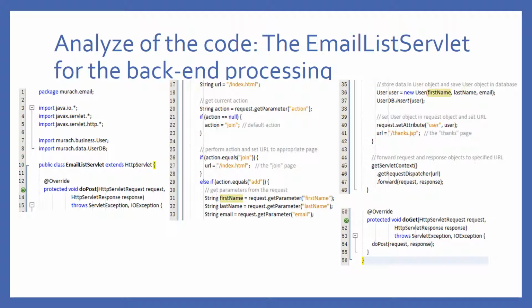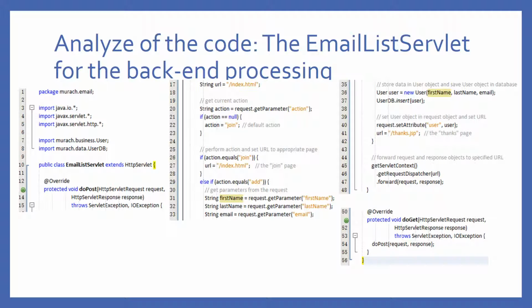Afterwards, this code uses an if-else statement to check the action variable to determine what action to perform. If the action variable is equal to a value of join, this code sets the URL string so it will display the index.html page. If the action variable is equal to add, this code processes the data that has been sent to the server. To do that, the first 3 statements within the else clause use the getParameter method of the request object to get the parameters from the HTTP request.